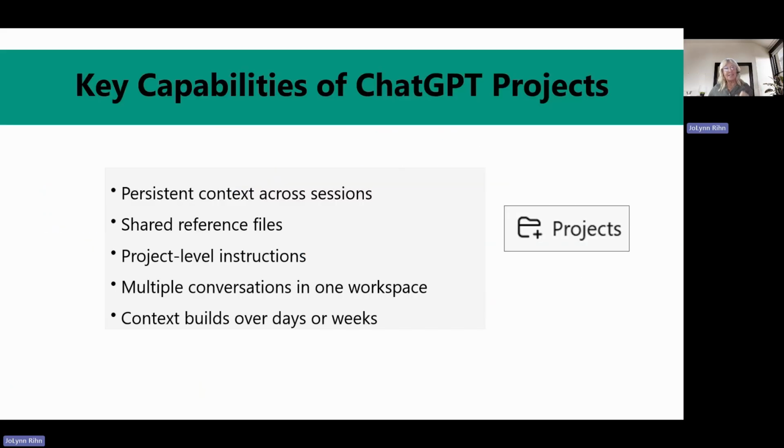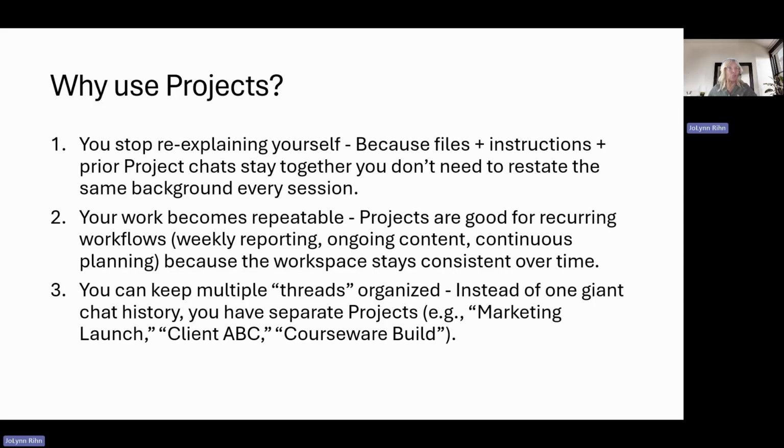Okay. Some key capabilities of ChatGPT projects. Projects provide that persistent content, the shared reference files because we can upload files into the project, and project-level instructions, so it follows its own set of rules, and multiple conversations can be in one workspace together. Content builds over days and over weeks and over months as you are using it, meaning we have this ongoing work.